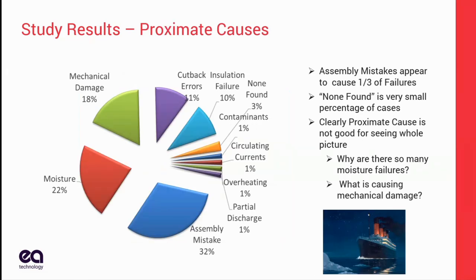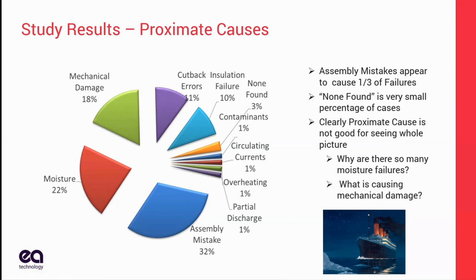Then we looked at the proximate causes, and proximate is, why did it fail right there? What did it break down? So these are the answers that the different scientists put on the reports. And I've got a little picture of the Titanic there. The Titanic sank because it's filled with water. That's the proximate cause of the sinking, is that it filled with water. Just like moisture, input, overheating, all these are proximate causes.